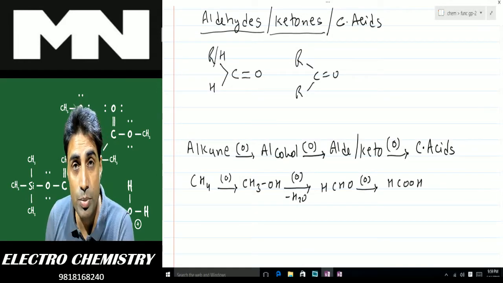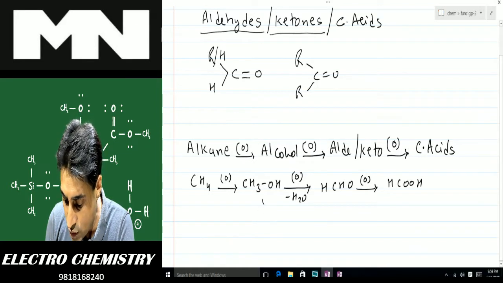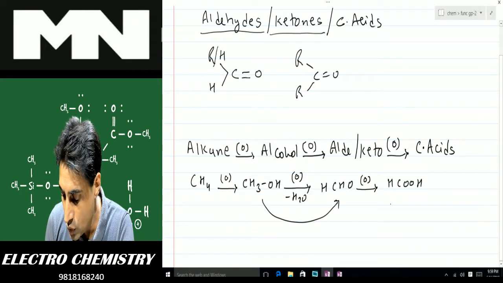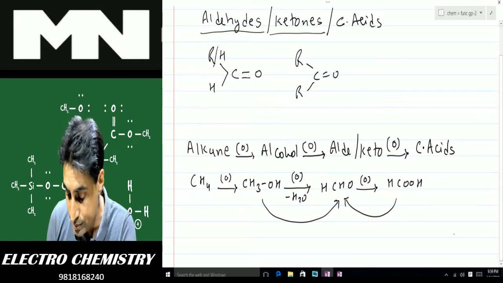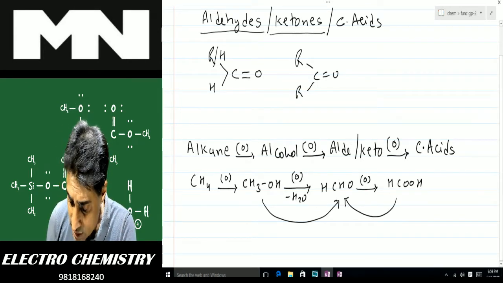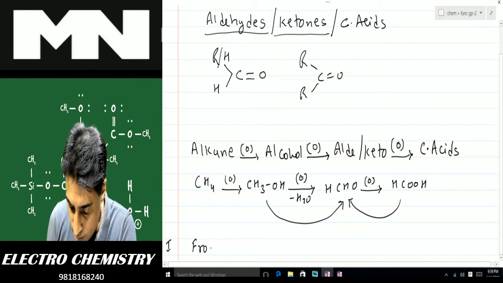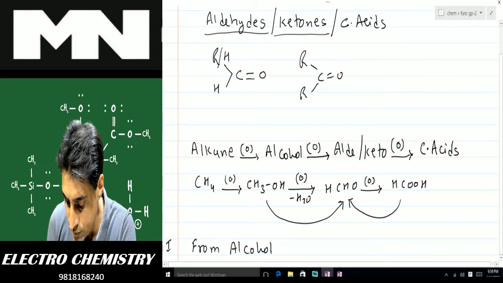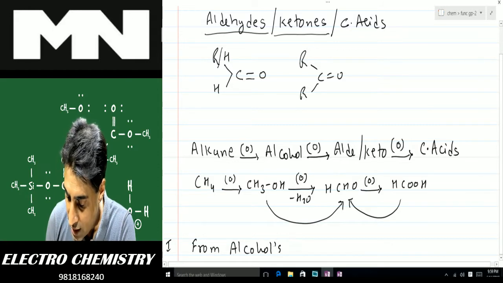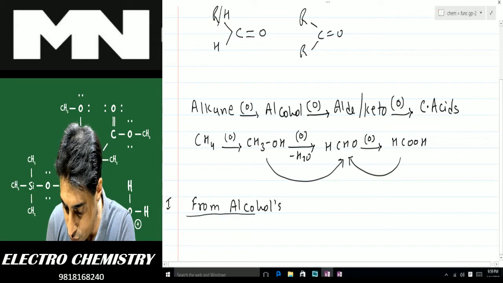Now if I want to prepare aldehyde and ketone, I can prepare them either by the oxidation of alcohols or by the reduction of carboxylic acids. So the first method which I am going to tell you is from alcohols. How from alcohols? The simple thing is by oxidation, as I've already shown you.